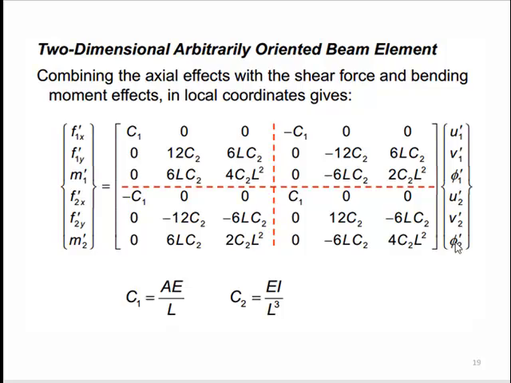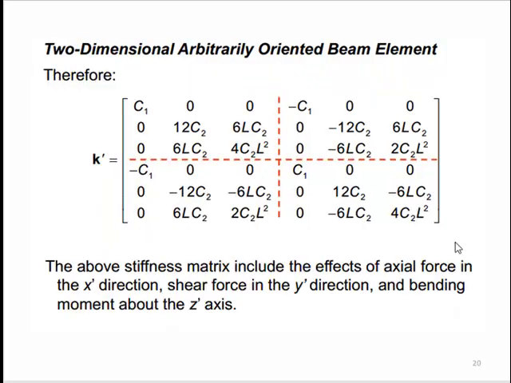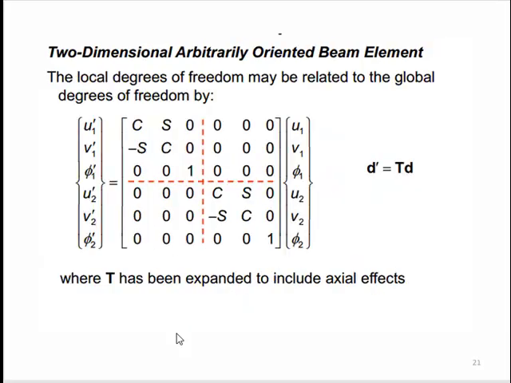However, if they don't coincide, then we have to do the transformation. So let's see how that can be done. The above stiffness matrix includes the effect of axial force in the x prime direction, shear force in the y prime direction, and bending moment about the z prime axis. Okay, so this is the element stiffness matrix, and the local degrees of freedom may be related to the global degrees of freedom by this relationship. And again, here we have just compiled that information.